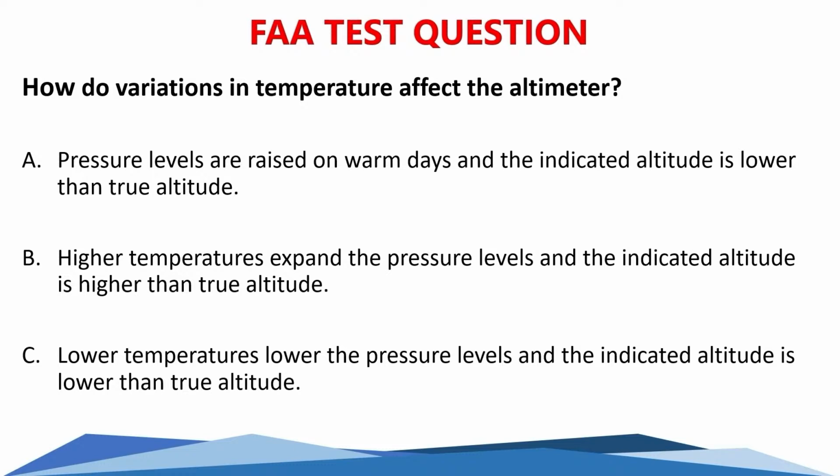So let's first look at the right answer. How do variations in temperature affect the altimeter? If we look at A, the pressure levels are raised on warm days and the indicated altitude is lower than the true altitude. Really, don't even worry about the pressure levels. The main thing we're trying to figure out here is this final statement. Sometimes you can dumb down these questions by cutting out things that might confuse you. The big component here is that on warm days, the indicated altitude is lower than the true altitude, and that's actually the correct answer.